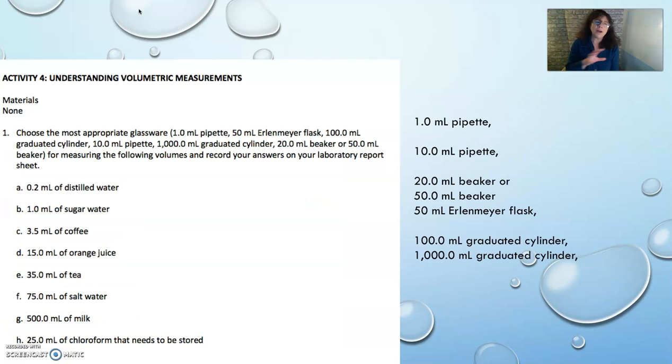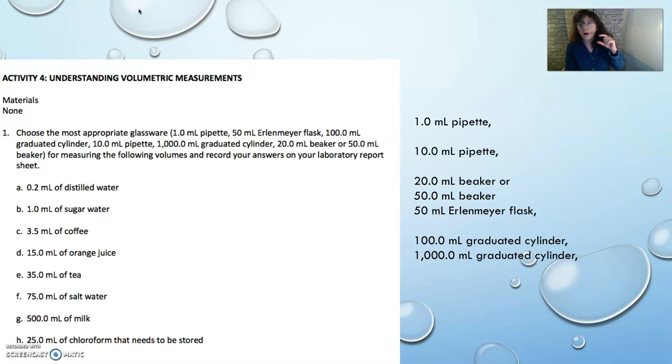And you have a part in your lab where you have to pick the appropriate glassware for the measurement that you're doing. Very important in planning out labs. So this is a really functional part of your lab. And what you want to do is think about the rough volume that you're looking for, and then think about the glassware that can measure above that volume.